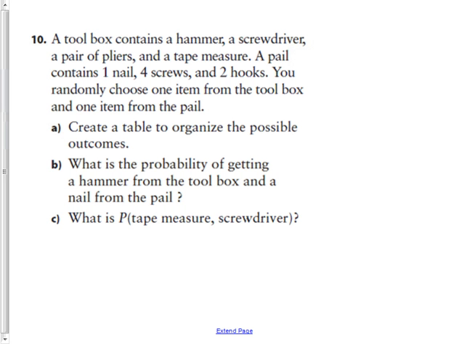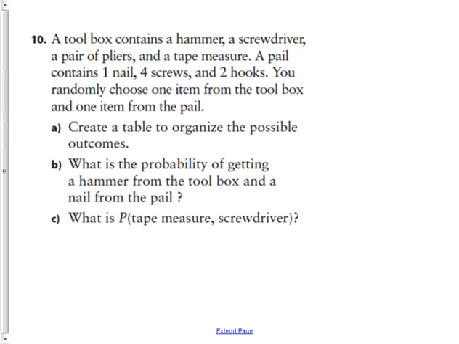Question 10 says a toolbox contains a hammer, a screwdriver, a pair of pliers, and a tape measure. And a pail contains a nail, 4 screws, and 2 hooks. That's it. It's the saddest pail ever. A nail, 4 screws, and 2 hooks. So sad. What can you do with it? You can't do anything with that.